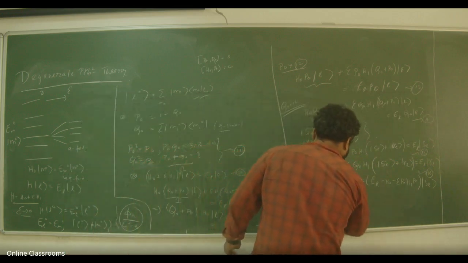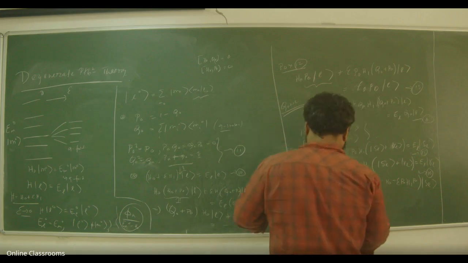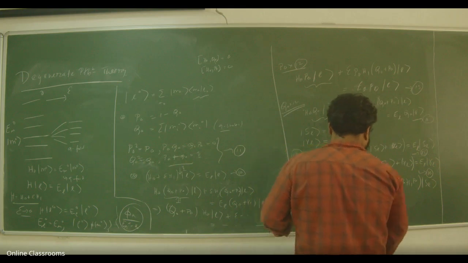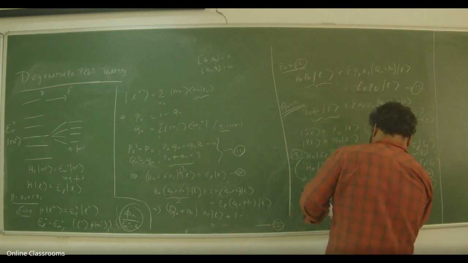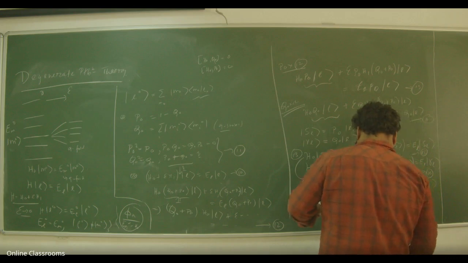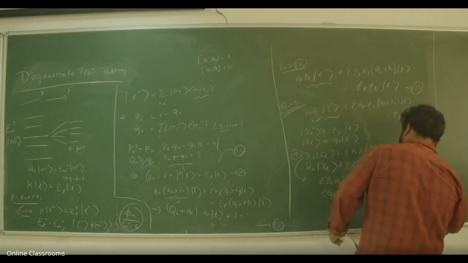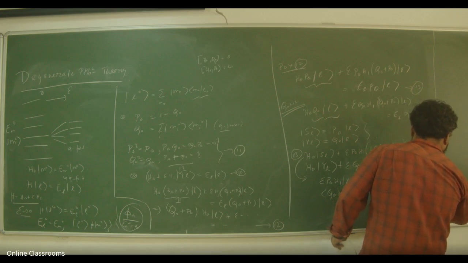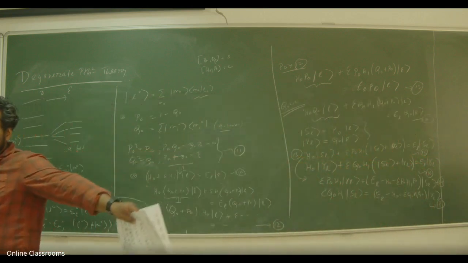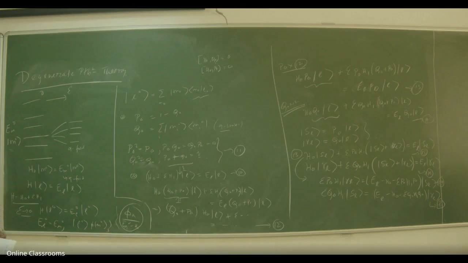And epsilon Q0 H1 SL equals EL minus H0 minus epsilon Q0 H1 Q0 acting on RL. So let me call these 17 and 18. What did I do? I just separated the SL and RL into two sides, right? Nothing else, just rearranging things.